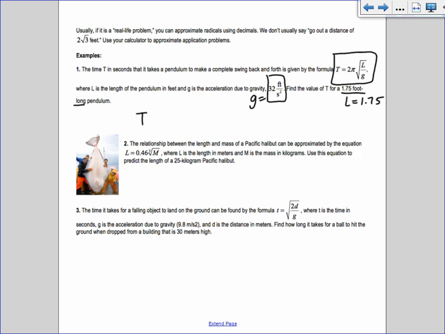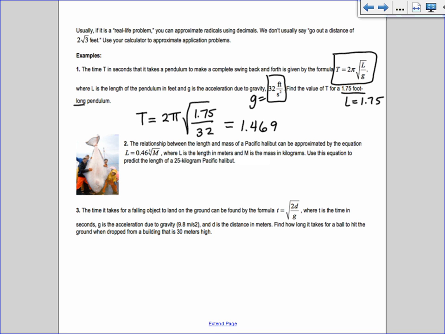So I'm just plugging everything in. So t equals 2 pi, the square root of L, which is 1.75, over g, which is 32. I would probably just put this all into my calculator all at once. Make sure you use the pi button. Do not use 3.14. So I'm going to have the square root of 1.75 divided by 32, and then I'm going to multiply by 2 pi. I usually round to 3 decimal places. So I'm going to have 1.469.